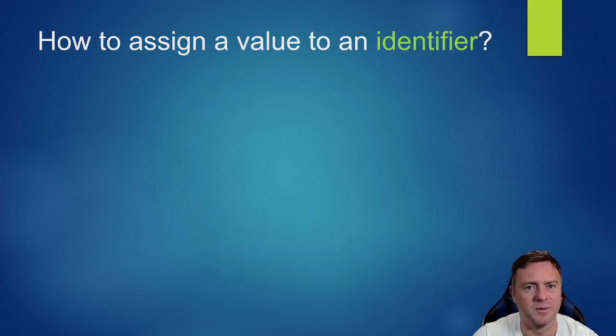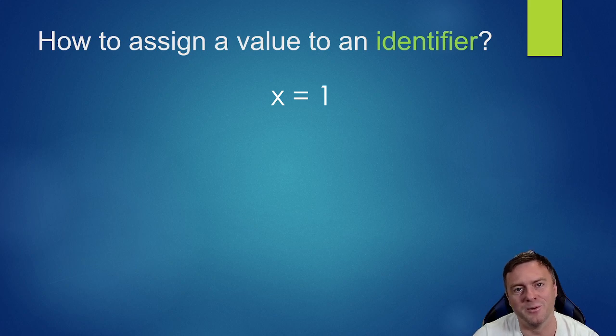So how do you assign a value to a variable? It's really simple. You just use equals. So if I go x is equal to 1, it's now stored into that variable, a 1. So it's not the letter x, it's an identifier. So anytime I use x now, it's now being referenced as that.